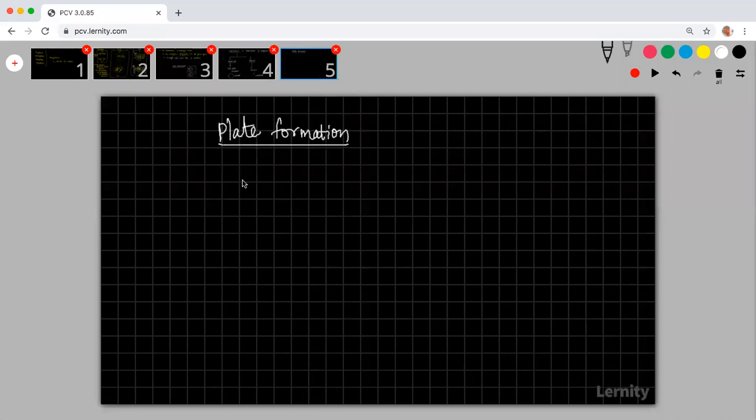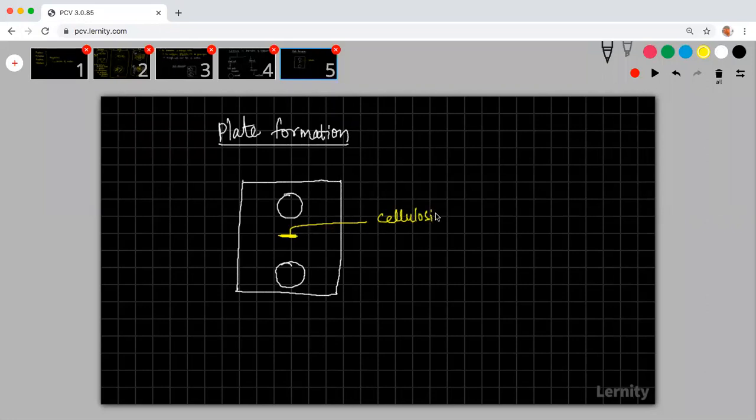As far as plate formation is concerned, let us say that this is a distinct plant cell with two nuclei. The plate will start to form in the center of the cell. A small plate-like structure, a cellulosic structure, will appear. This is a cellulosic plate. Where is it formed? It is formed in the equatorial region.